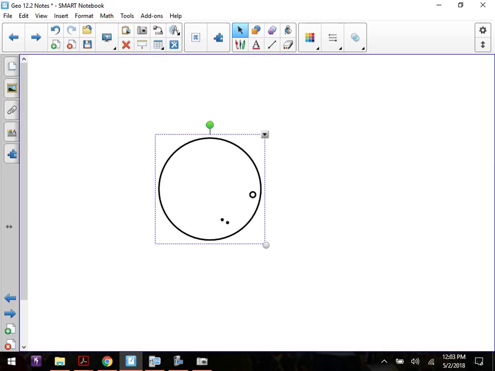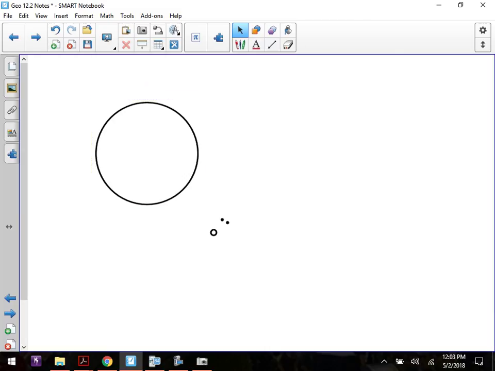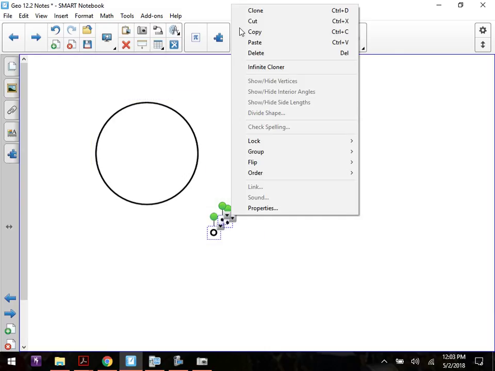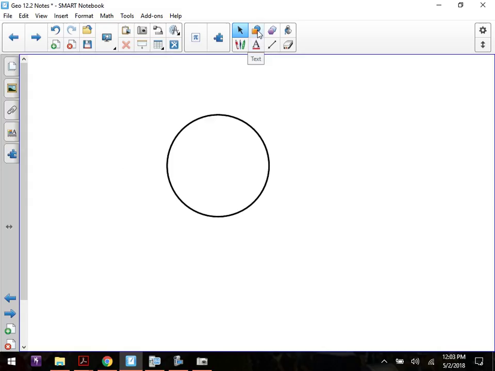Exactly. That's a good way of looking at it. If you have a, sorry, this all of a sudden looks like a bowling ball. If you take a circle, you guys heard of the word inscribe?